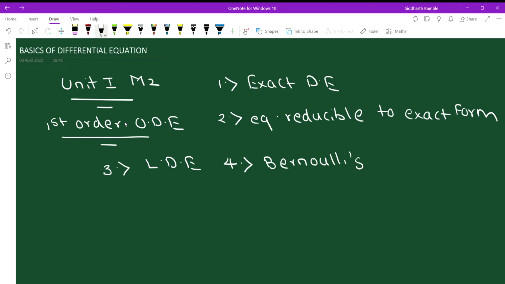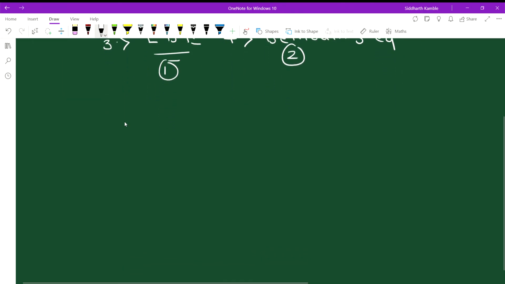So we'll not be directly going towards exact differential equations. We'll be starting with the topic of linear differential equations and then Bernoulli's equation, then exact differential equation, and then equations reducible to exact form. So in this way we'll be conducting the lecture. So this will be the first topic, this will be the second topic, this will be the third topic, and this will be the fourth topic. So let's start with linear differential equations.